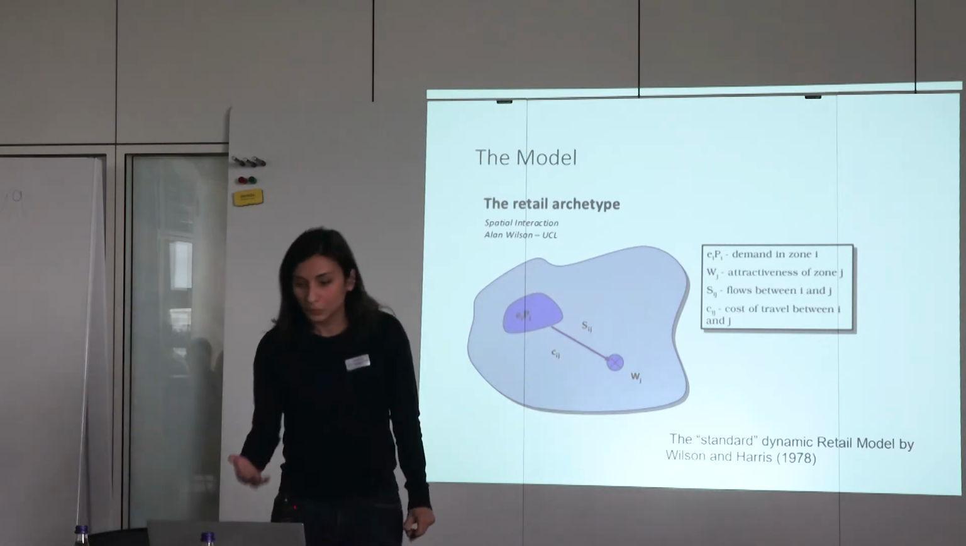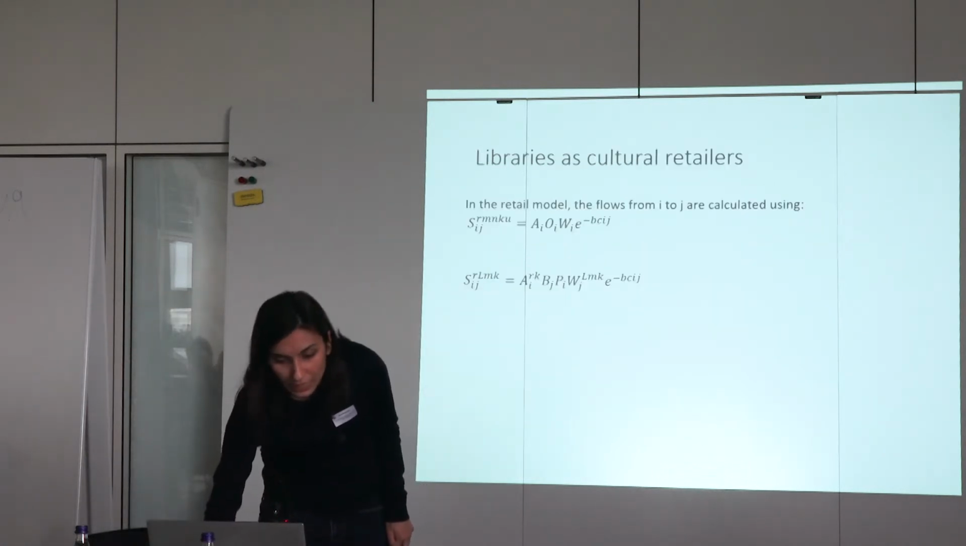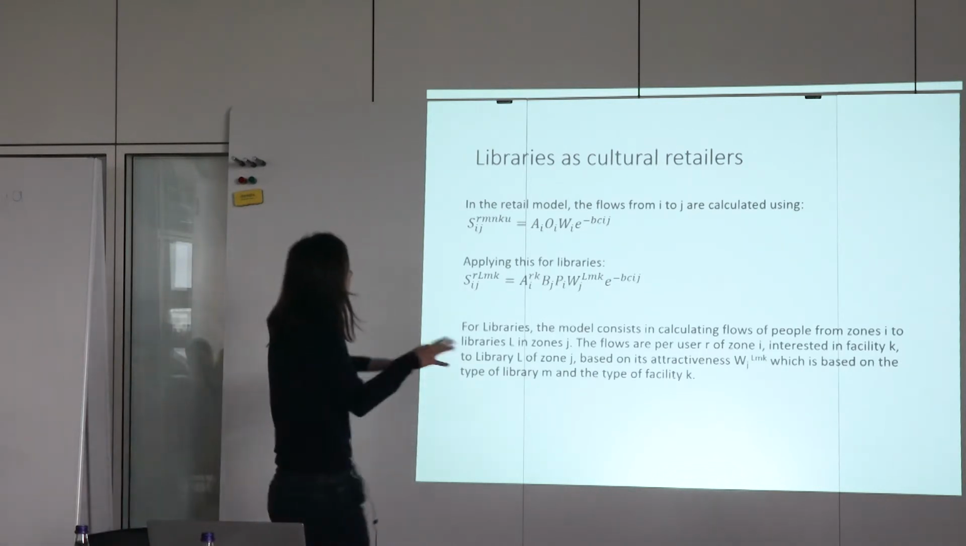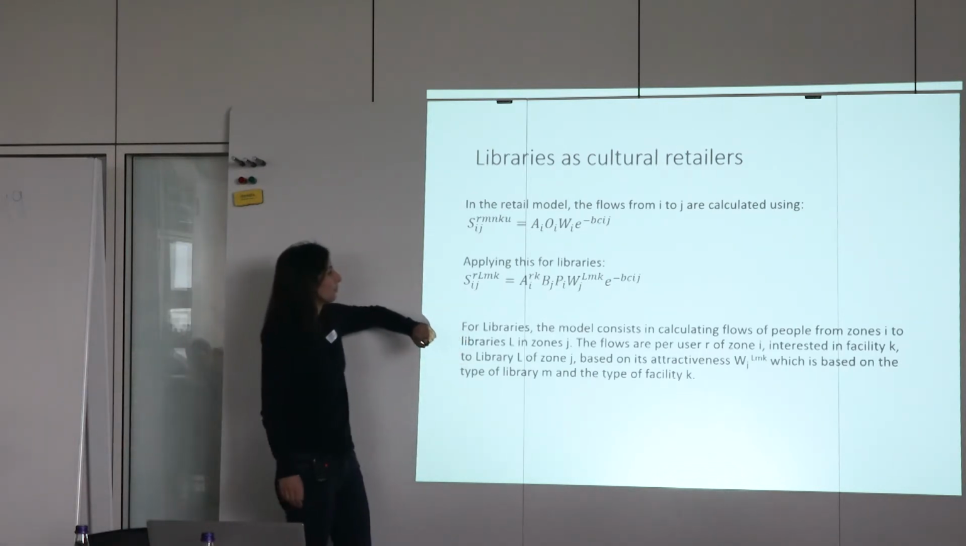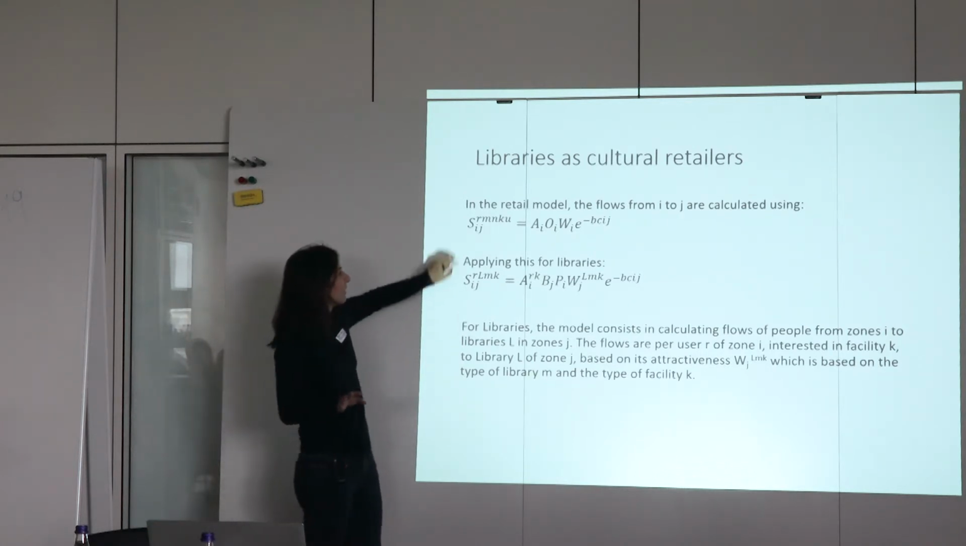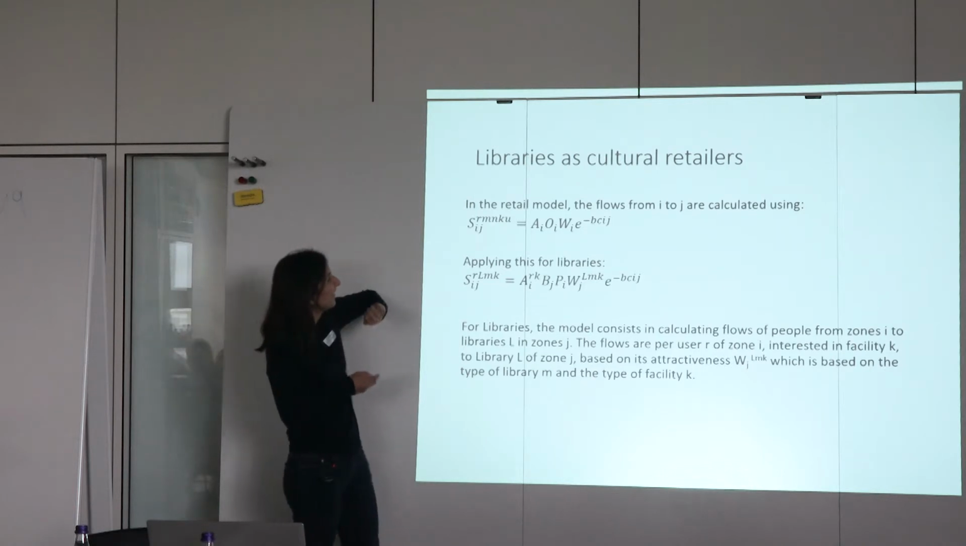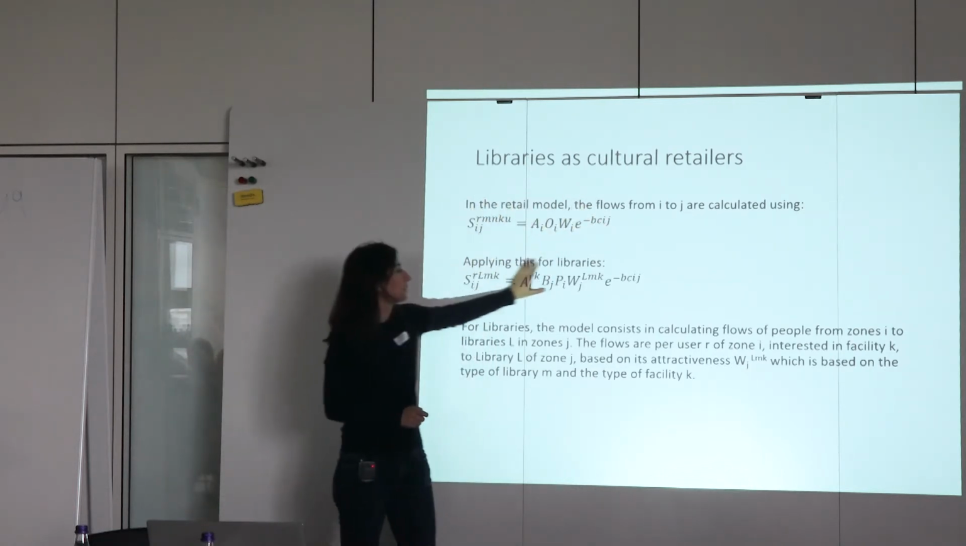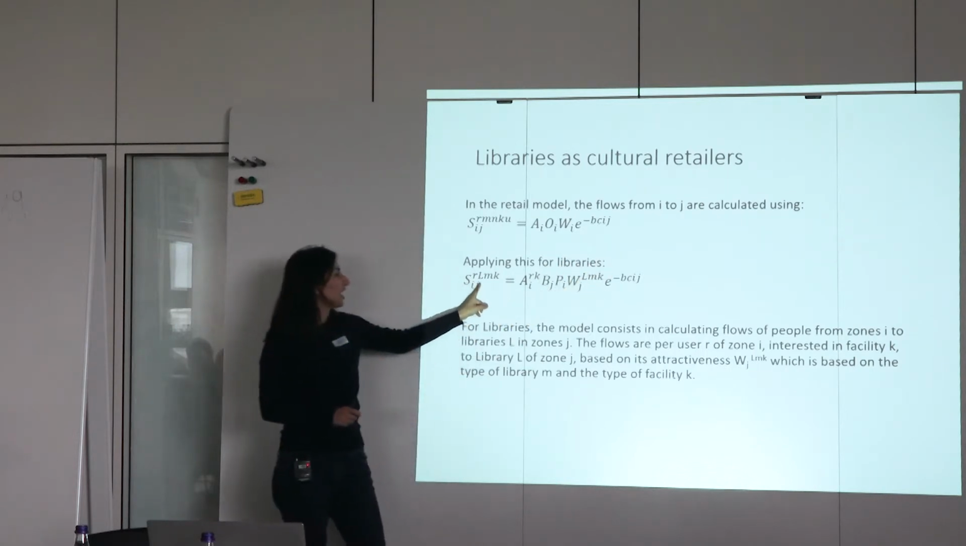And what we're trying to do is apply this for libraries. I shouldn't go too much into things, but this is the retail model, and this is how we transform it for libraries, which is essentially that we change certain types of indicators.